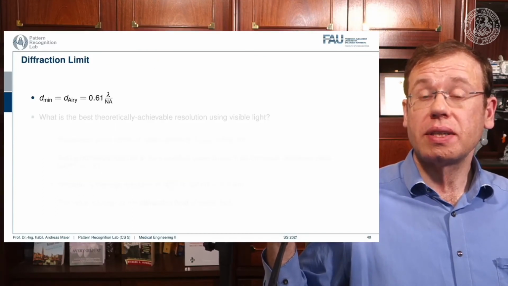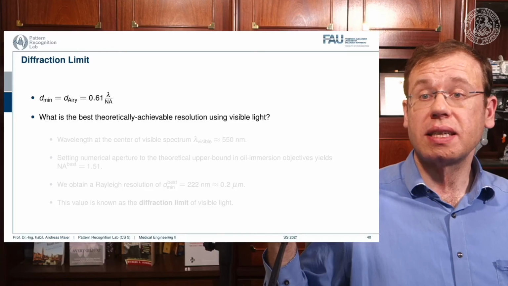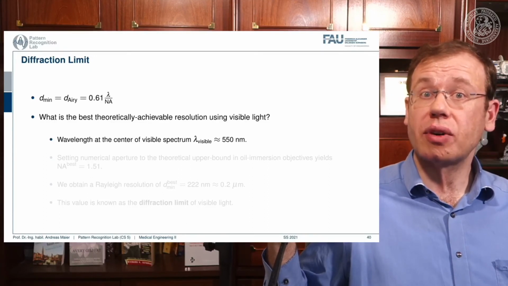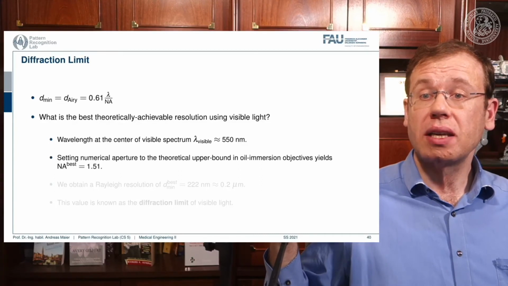So here we see now the minimum distance can be computed from the wavelength. So what is the best theoretically achievable resolution using visible light? Well, the wavelength at the center of the spectrum is approximately 550 nanometers. So we use the best numerical aperture that we can get.